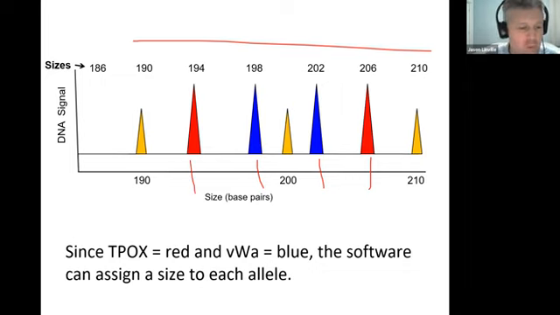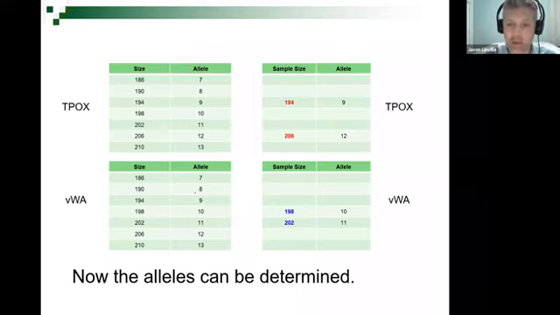We know because we ordered the primers. Oh, well, TPOX is red and VWA is blue. So when we go to our chart, there's no mystery. It's the 194 and the 206 that go with TPOX. The 198 and the 202 go with VWA. All right, does everybody see that? You use a different dye, and now it's very easy for the software to split these up and for you to know which one came from one locus and which one came from the other.